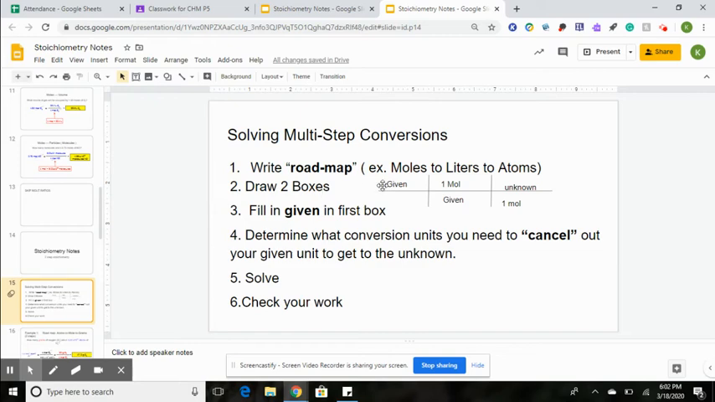The first thing we'll do is we're going to be given something in the problem. We are always going to start in the first box. We don't have to put anything below it. Now in our second box here, we have to determine what conversion we need to cancel out the given unit. So whatever we're given, say starting out with moles, we want the bottom unit to also be moles to cancel it out, and so on. We have to do that in order to get to our unknown. We'll do the math, we'll solve it, and then we can go and check our work. So the easiest way to go about this is just do some practice problems.